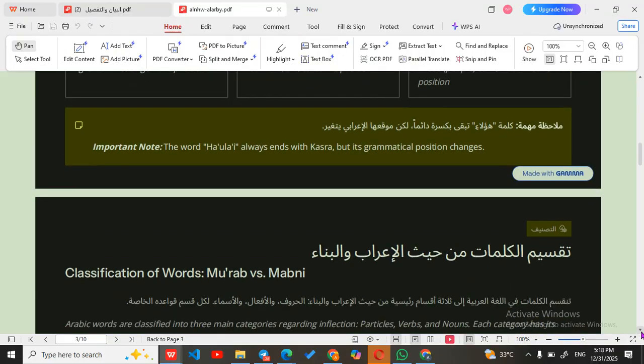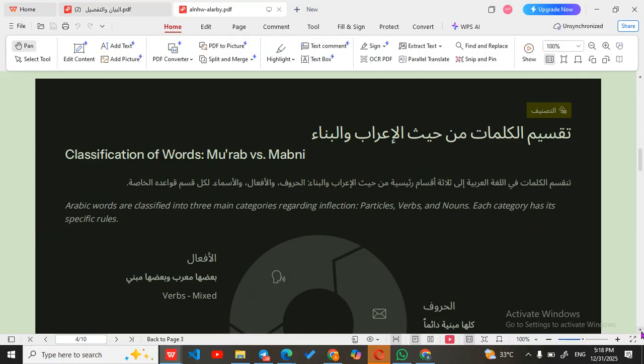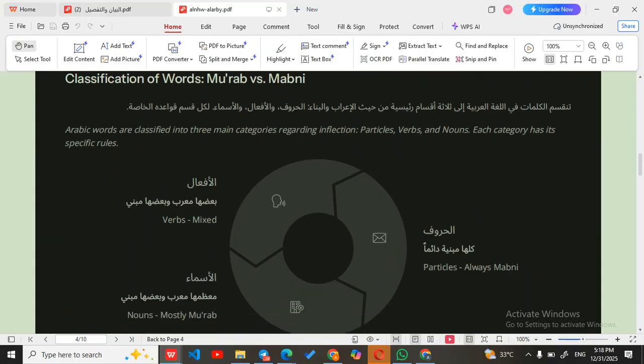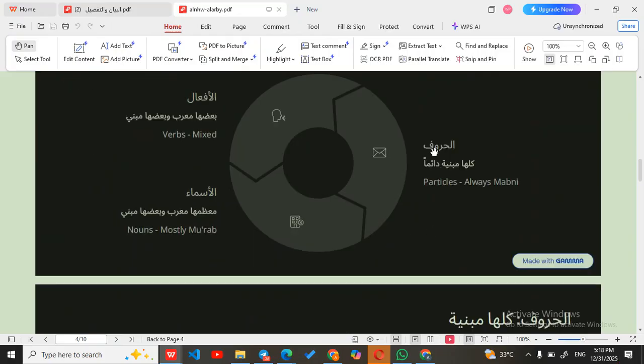Now, here, تقسيم الكلمات من حيث الإعراب والبناء. The classification of words, which is mu'rab and mabni. نعم تنقسم الكلمات في اللغة العربية إلى ثلاثة أقسام رئيسية من حيث الإعراب والبناء: الحرف والفعل والاسم، ولكل قسم قواعده الخاصة. Arabic words are classified into three main categories regarding inflection: particles, verbs, and nouns, and each category has its specific rules. The first one here is al-huruf. Al-huruf are particles. They are all mabni all the time.